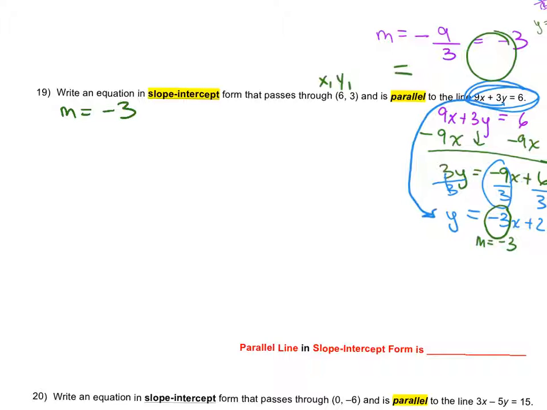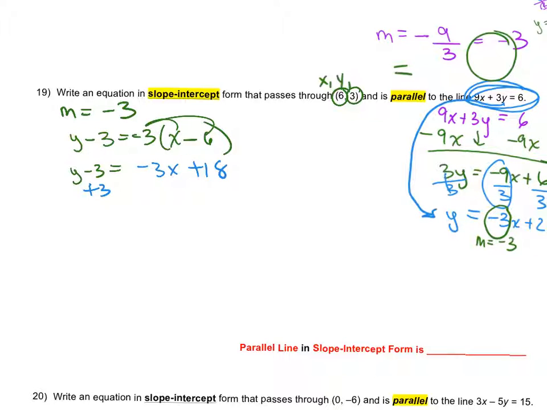And the point is 6, 3. Point, slope, use the point slope formula. y minus y1 is equal to, the m is negative 3, times x minus x1, which is 6. I have my equation. I distribute.